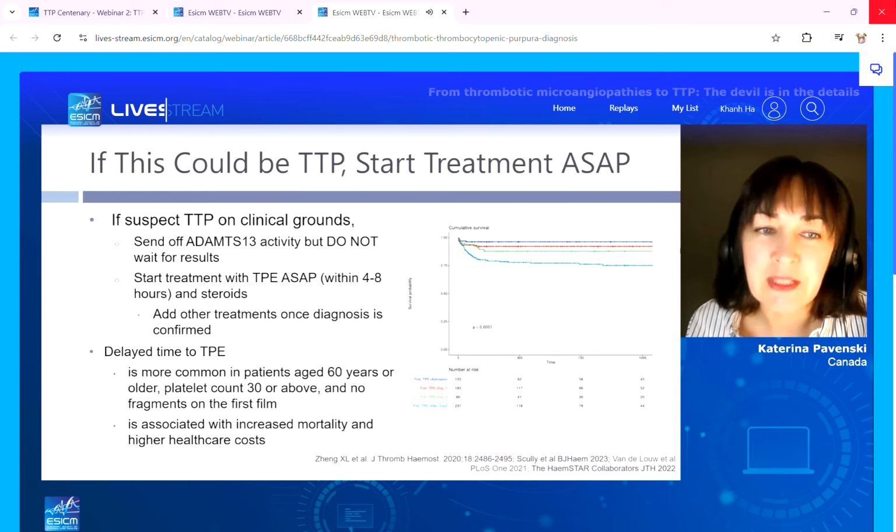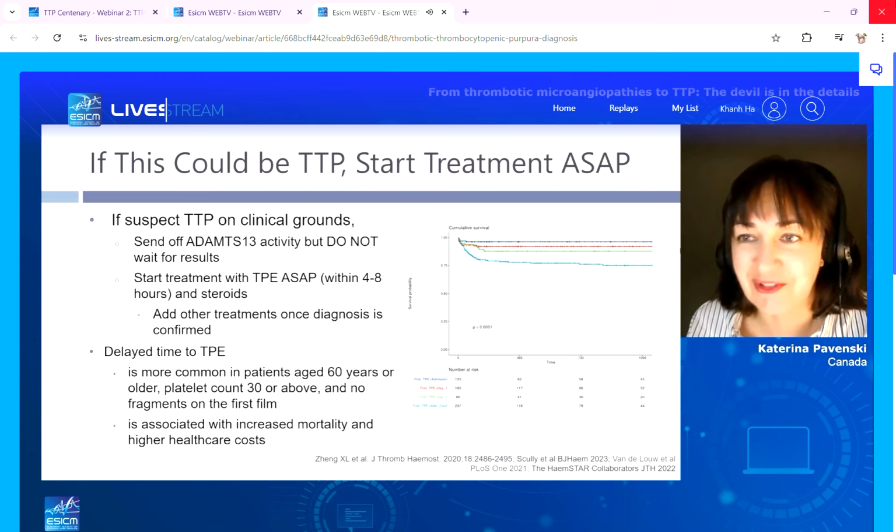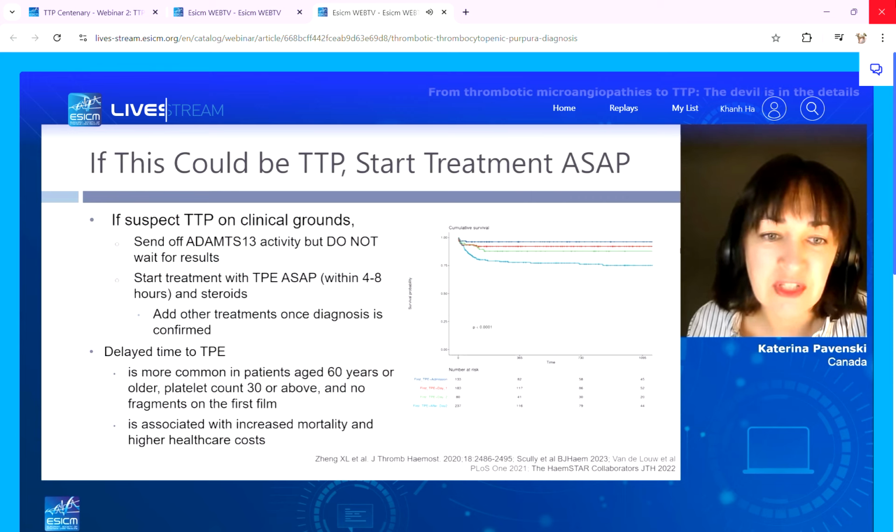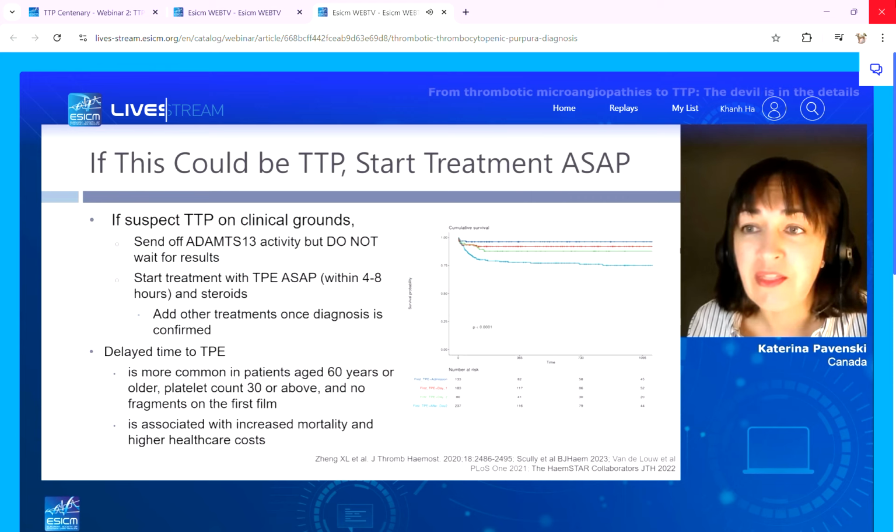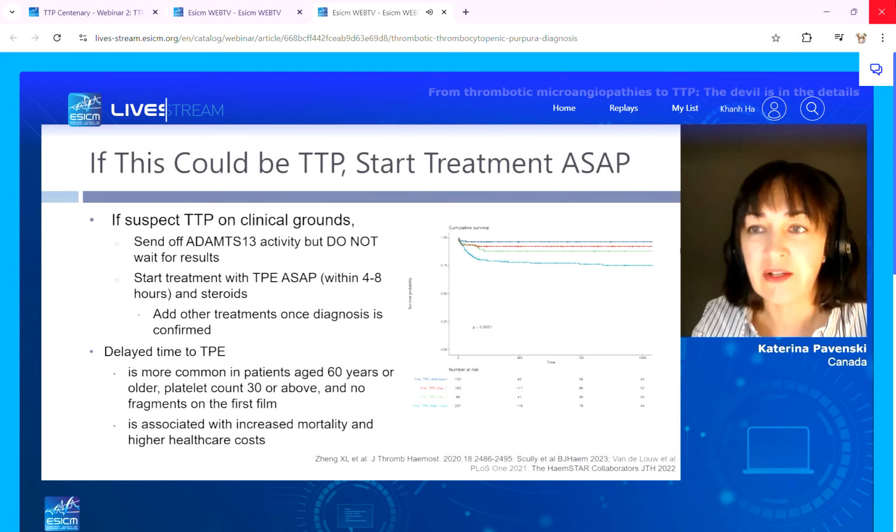Delayed time to TPE has been shown to be more common in patients who are older, in patients with higher platelet counts, and those who do not have fragments on the film. So you do have to maintain high index of suspicion, and remember that delay in treatment, delay to TPE, delay to plasmapheresis does result in increased mortality and higher healthcare costs.